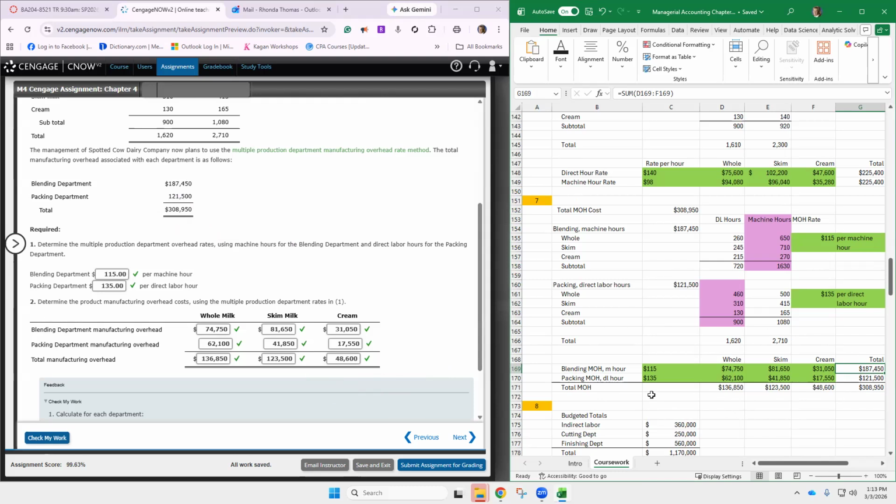Okay, let's go to packing. Now they're going to use direct labor hours, and their hourly rate of overhead is 135.